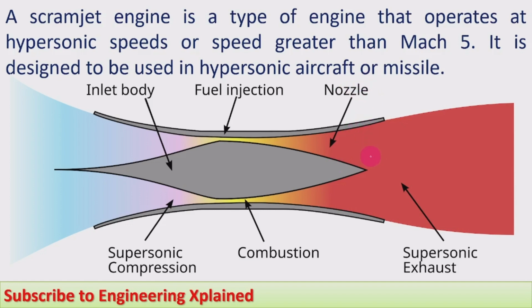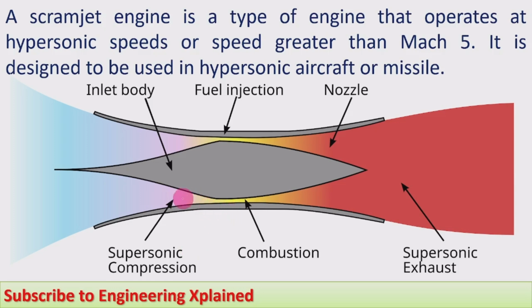How this works, we can explain by using this engine working sketch. Here, at the inlet of the engine, that is called the inlet body. This is the inlet body, and the outside casing is that. The air is entering at a supersonic speed, because the vehicle is traveling at a supersonic speed.